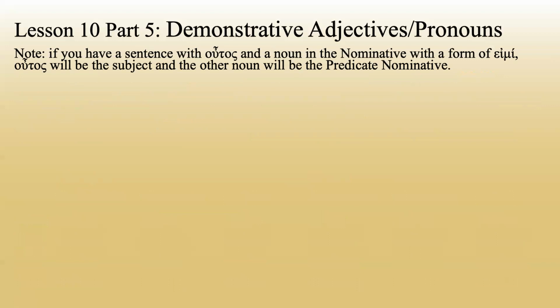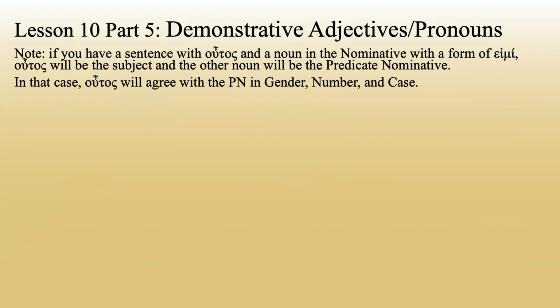Now note, here's sort of how this stuff goes in a sentence. If you have a sentence with hutas and a noun in the nominative with a form of eimi, hutas will be the subject and the other noun will be the predicate nominative. In that case, hutas will agree with the predicate nominative in gender, number, and case. So hutas esti ho anthropos. This is the man. We wouldn't want to say the man is this. That's just really, really weird.